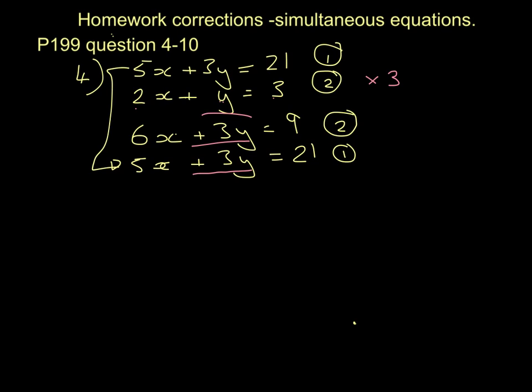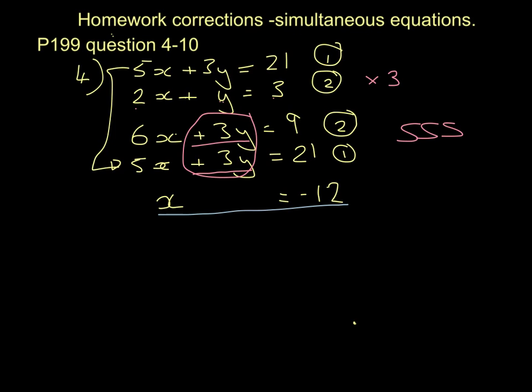We look at the signs in front of them, they're both pluses. The signs are the same, so we will subtract. So we're going to subtract these two equations. And 6x take away 5x is x. 9 take away 21 is minus 12. There we are. We have x is now minus 12.